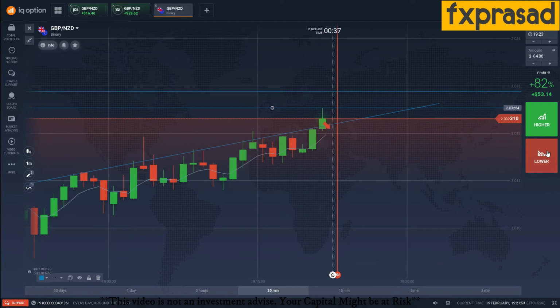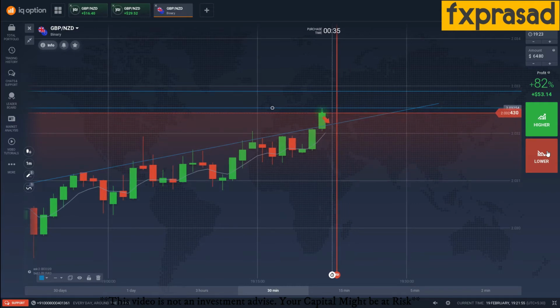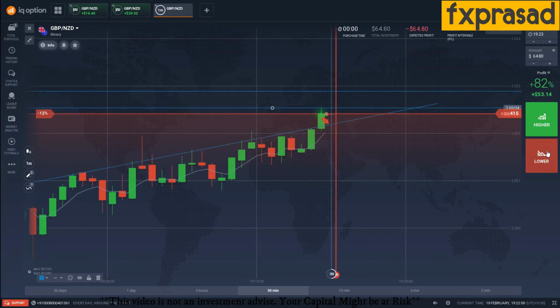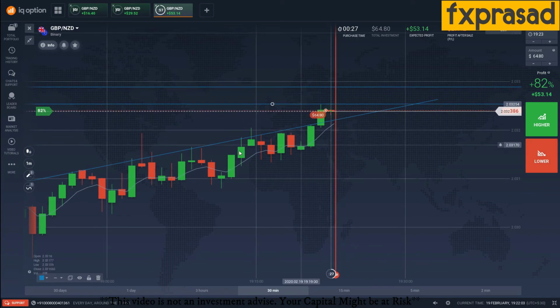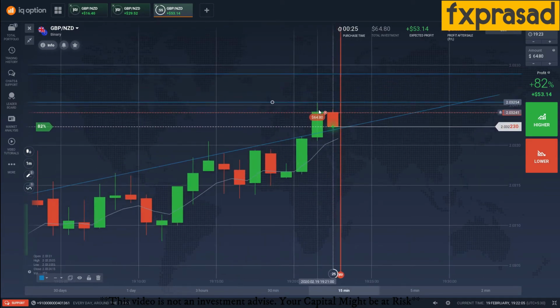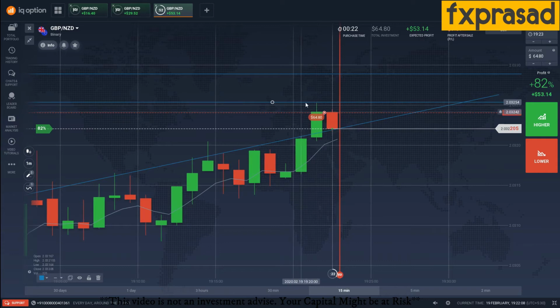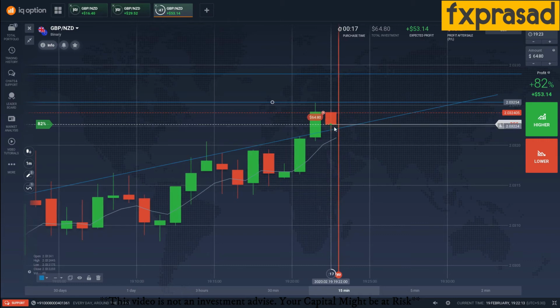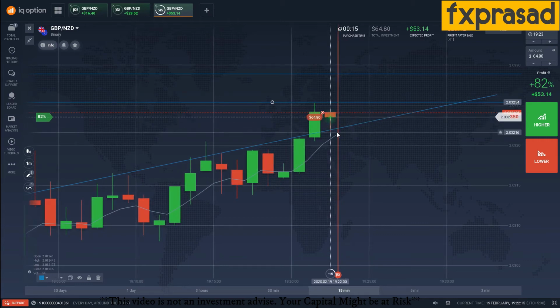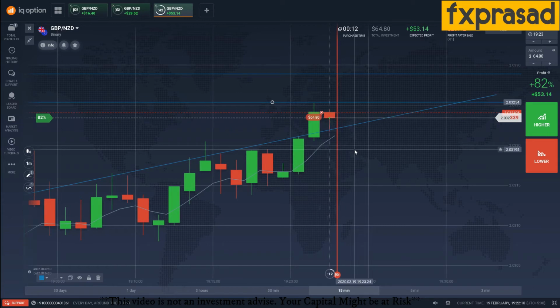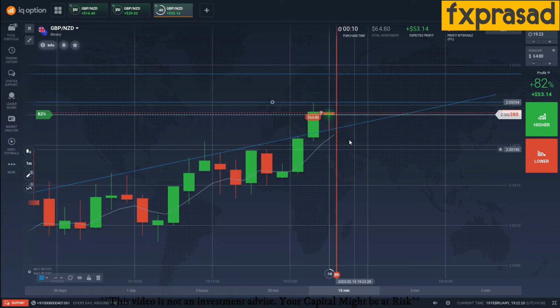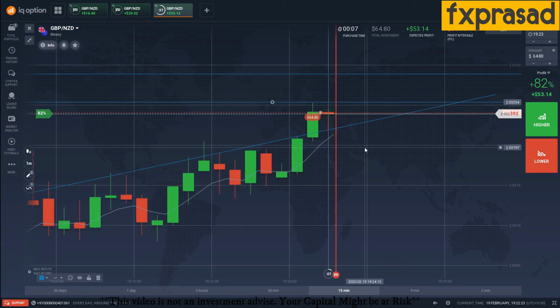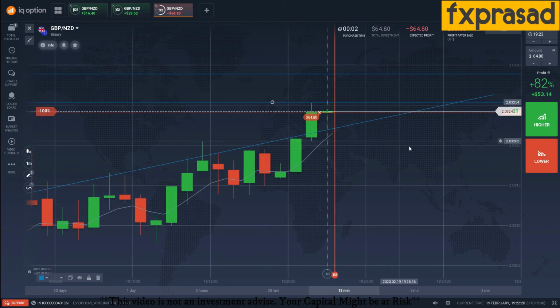I just go with the sellers because this is the next level, and previously there was rejection from this level, strong sellers entry. That's why I came back. That's why I place a lower, at least 1 minute. Sellers are entering from this level.